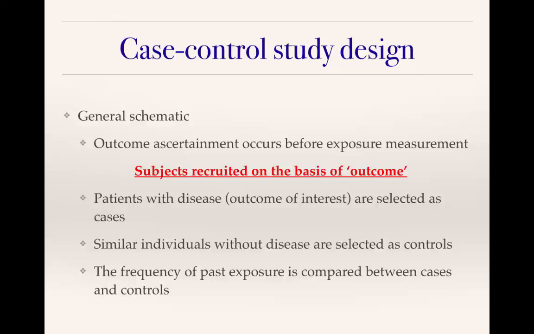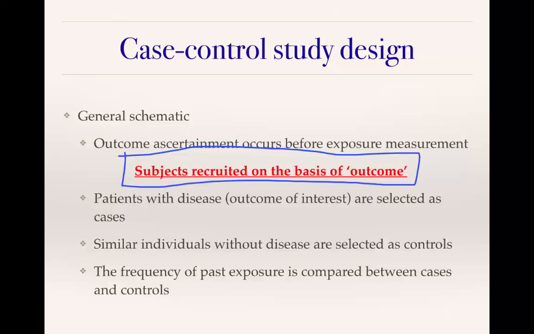You can refer back to our introductory lecture where we looked at all the study designs together for the more detailed definition of a case control study. But remember that generally when we are looking at a case control study, we note that outcome ascertainment occurs before exposure measurement. What does that mean? Well, it means that subjects are recruited on the basis of outcome. So we get a group of people who have a disease, we get a group of people without the disease, and then we can look back in time and compare the frequency of a particular exposure.